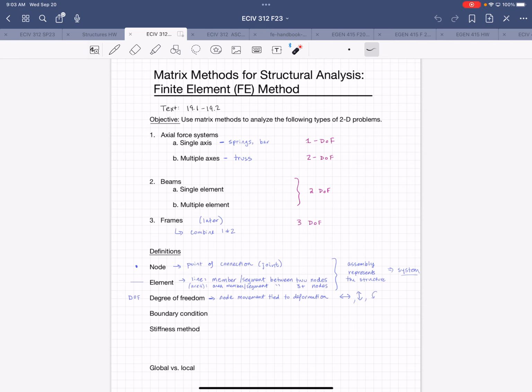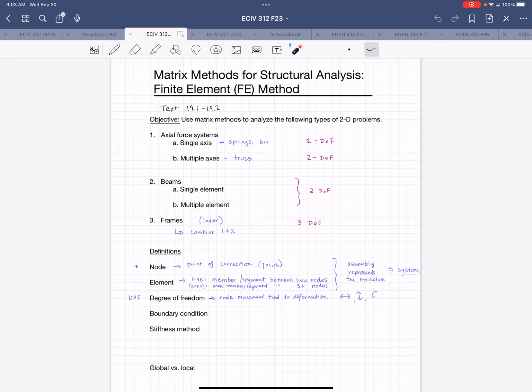In this class, with regard to finite element analysis, we're only going to be thinking about line elements, not area elements. But it is important to know that those do exist, and we do use them a lot in structural analysis.